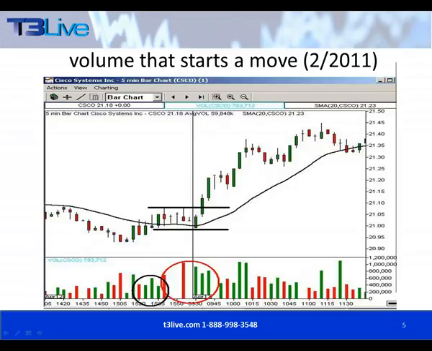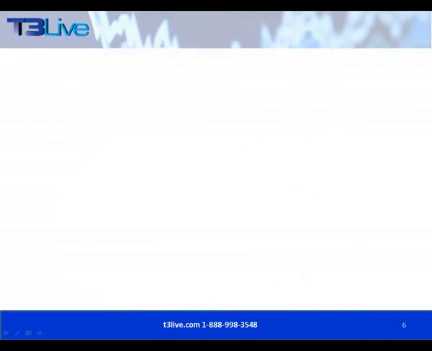And obviously the stock's not moving a tremendous amount, but it's more about paying attention to the volume starting the move, taking out significant levels.